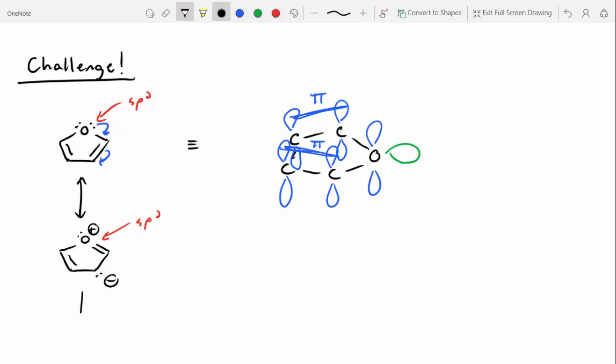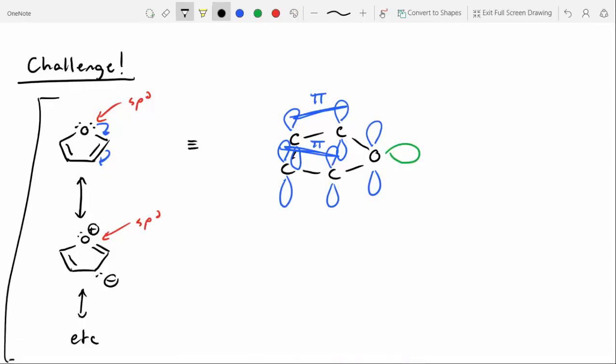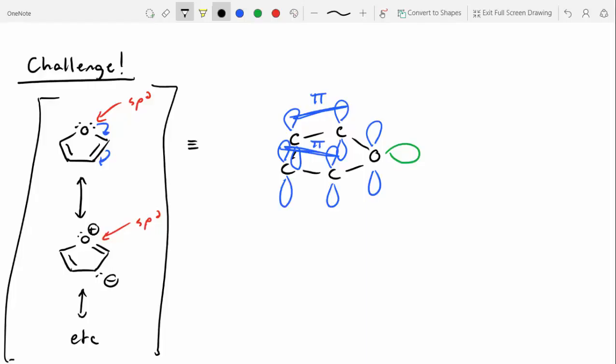There are quite a few other resonance structures for this, but remember that anytime you have a lone pair that can do resonance delocalization, you have to reconsider its hybridization. So in this case, oxygen is sp2, which means one set of electrons is located in a p orbital. The other set of electrons is going to be located in the sp2 orbital.